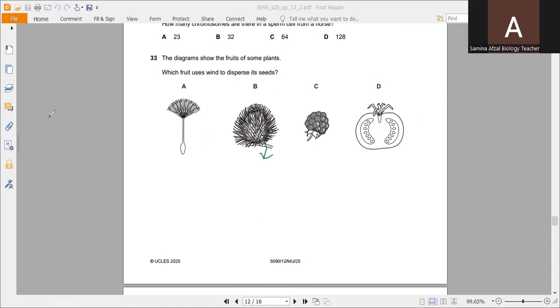And C and D are the fruits which can be eaten by other organisms. So only A has a dandelion, or you can say a parachute-like structure, with the help of which it can float into the air. This parachute-like structure will increase surface area, so it can easily float in the wind. So A is the correct option.